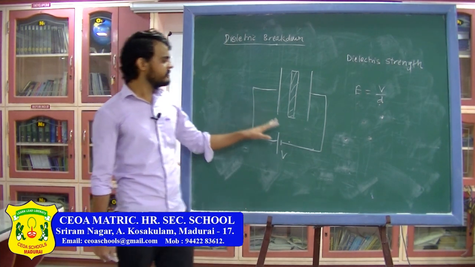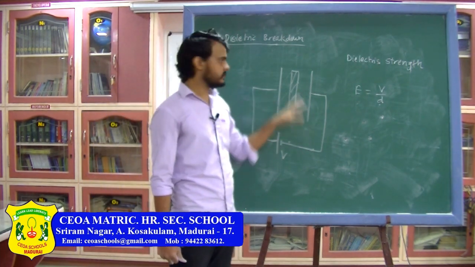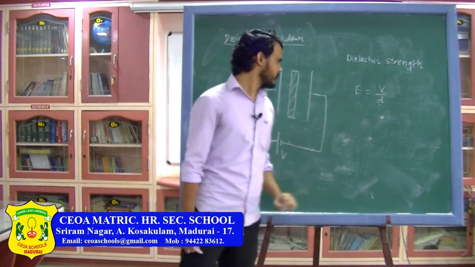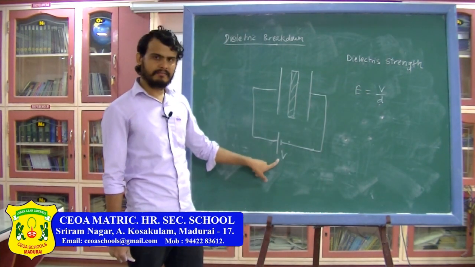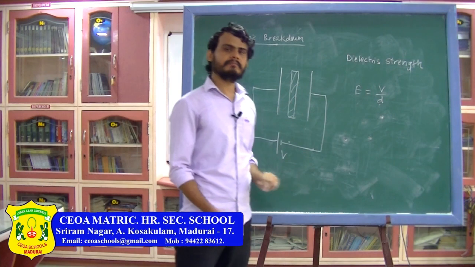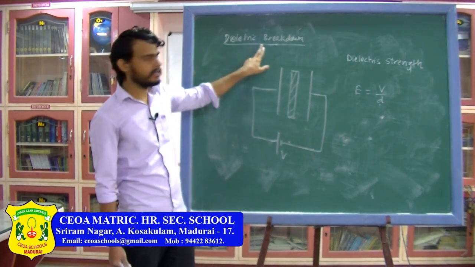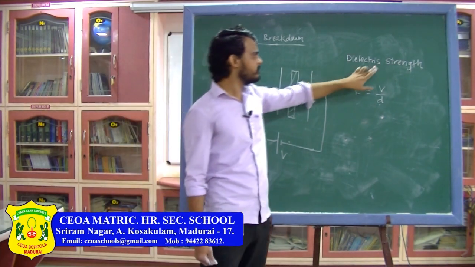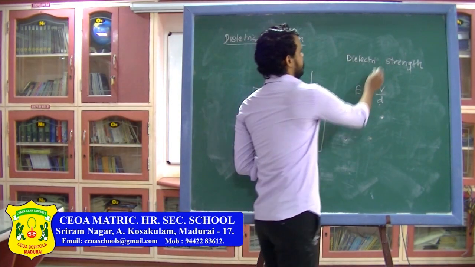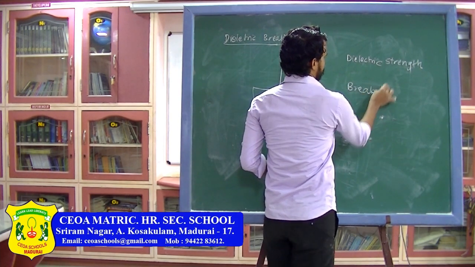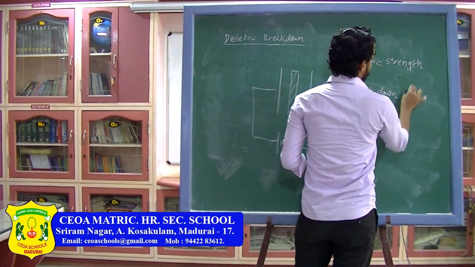breakdown. Similarly, the electric field at which the dielectric breakdown happens is called the dielectric strength of the material, and the potential at which the breakdown happens is called the breakdown voltage. So now we are going to write three definitions. One will be dielectric breakdown, the second one will be dielectric strength, and the last one is breakdown voltage.